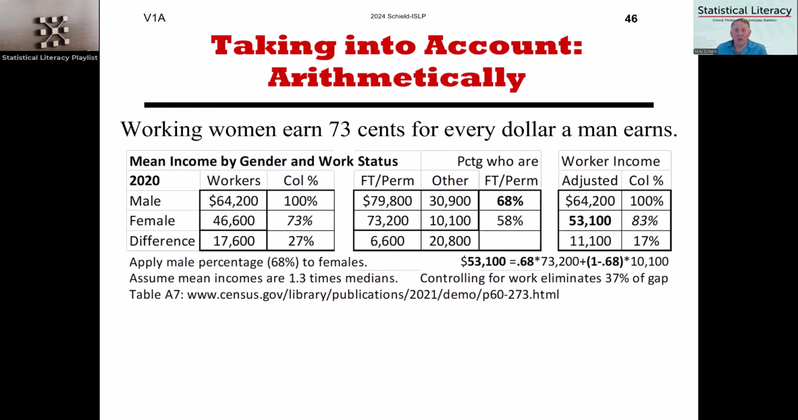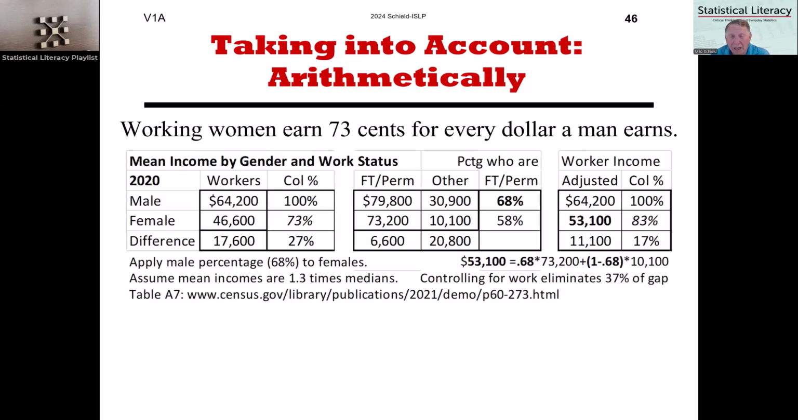Consider the claim: women earn 73 cents for every dollar a man makes. On the far left side, we have men making 64 grand, women making 47 grand. And 47 is about 73% of 64.2. That's where the 73 cents for every dollar a man makes comes from. Now, this comparison, it's not fake news. It may be true, but it doesn't take anything else into account. It's a crude comparison.